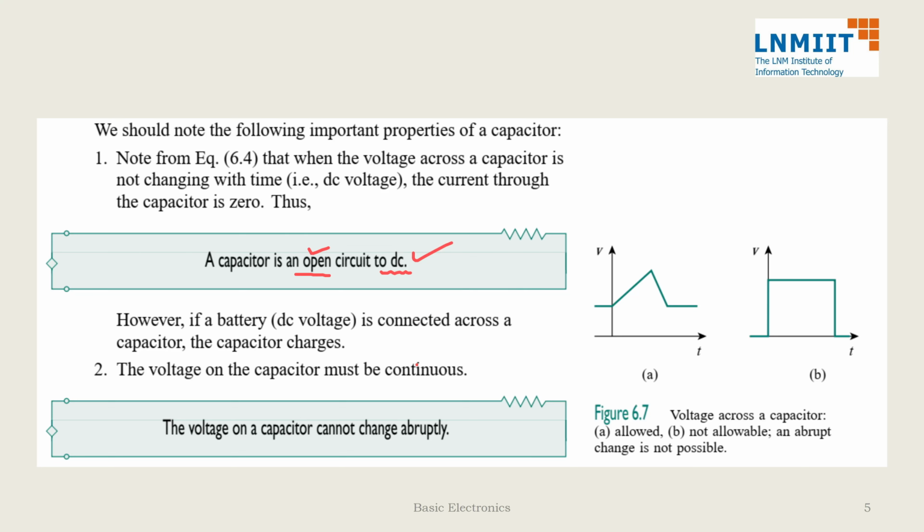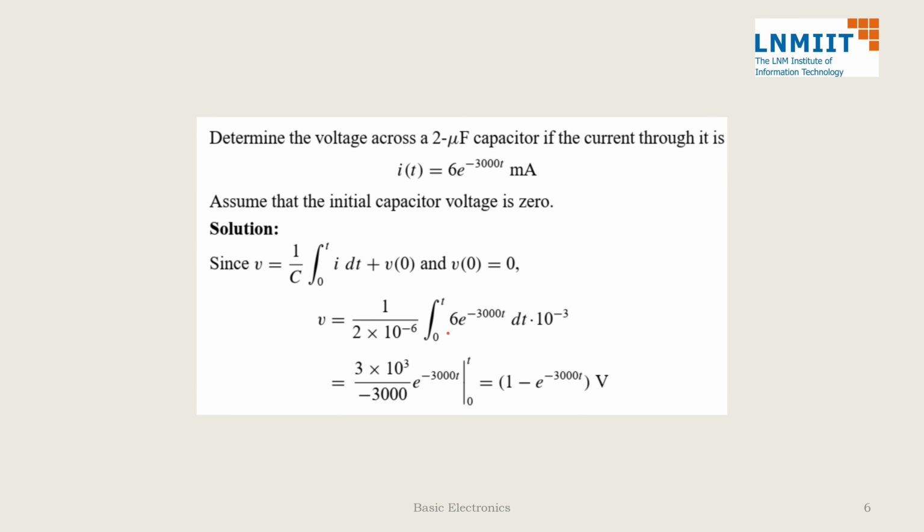One quantity which cannot change abruptly for the capacitor is the voltage across the capacitor. So please remember, whenever you are dealing with capacitors, the voltage of the capacitor cannot change immediately. The current can change. Here is a brief example: I have current equal to this, this is the value of capacitance, and the initial voltage is given to be 0. Then find the voltage.